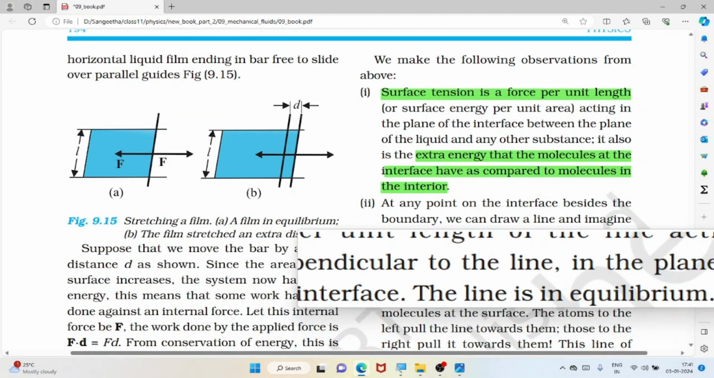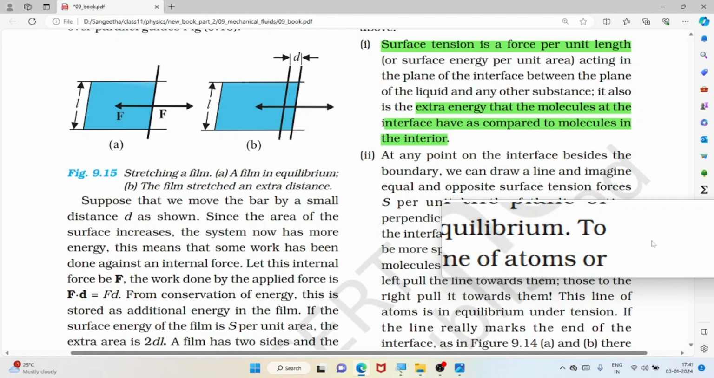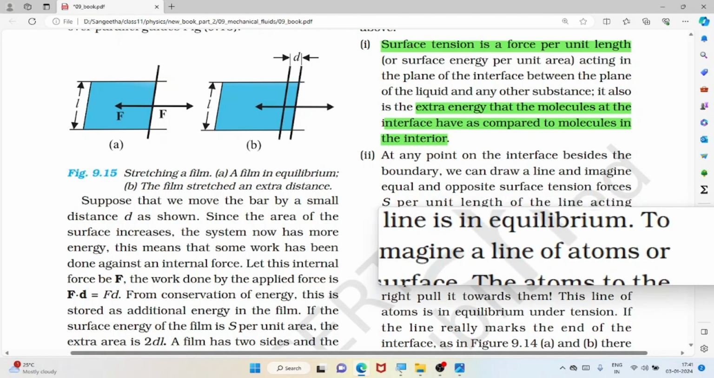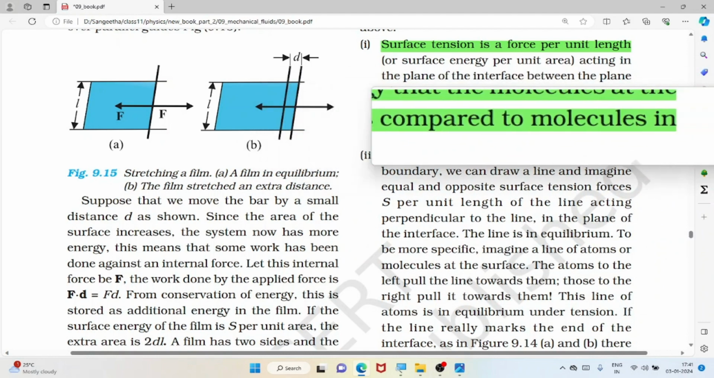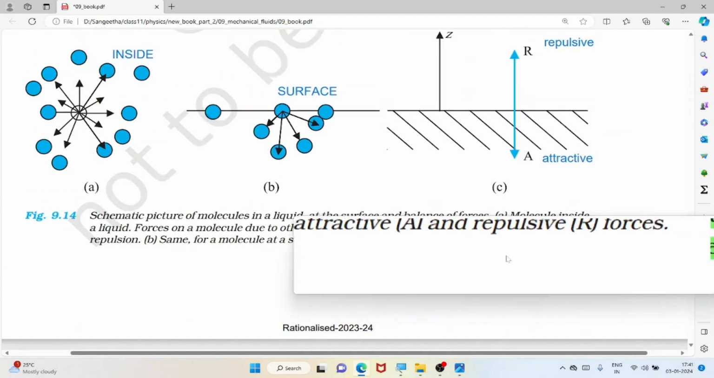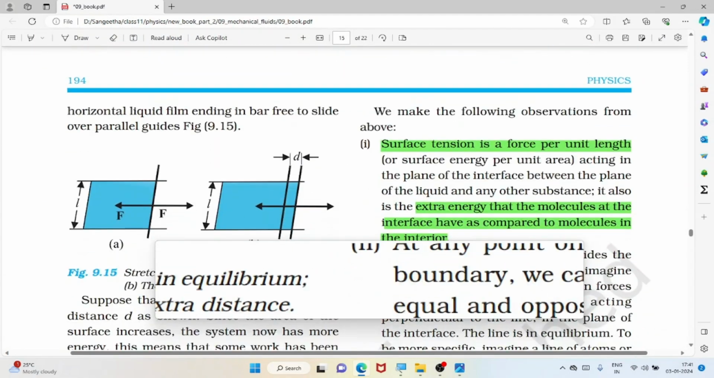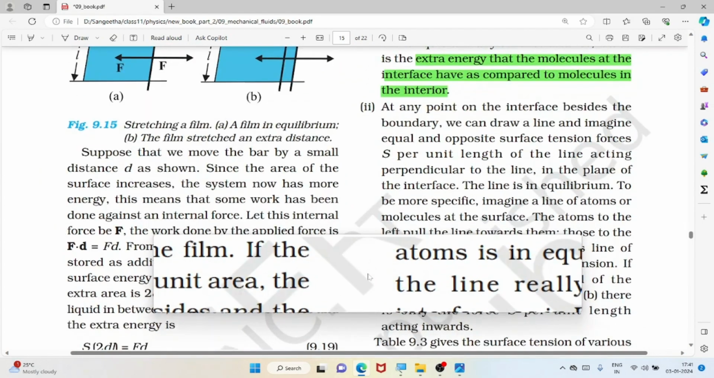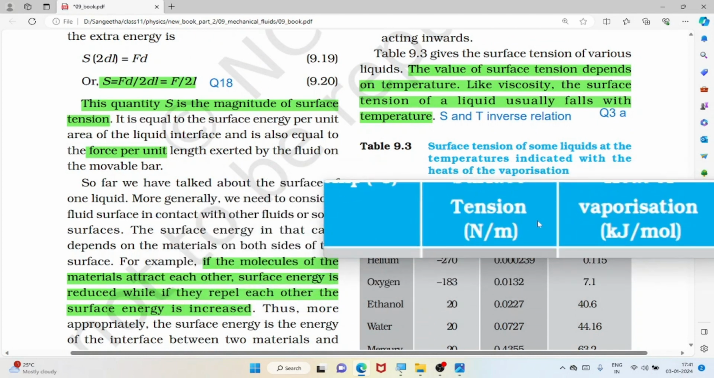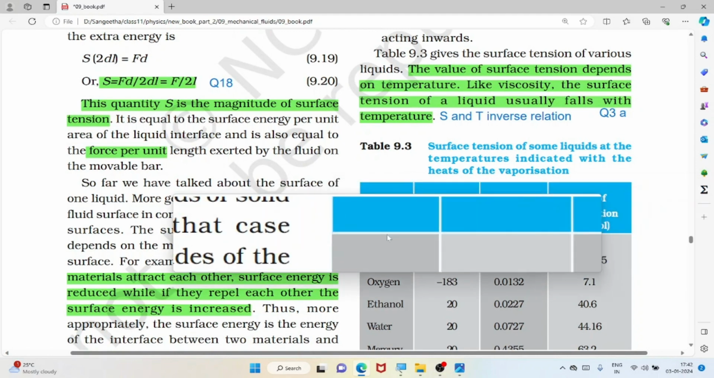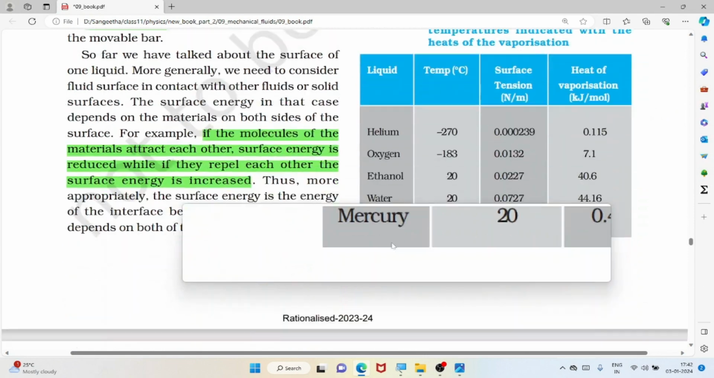Force per unit length, surface tension. The extra energy that the molecules at the interface have, because the attraction is only in one direction, is the surface tension. The value of surface tension depends on the temperature. Like viscosity, the surface tension of a liquid decreases with an increase in temperature. Inverse relation, okay.